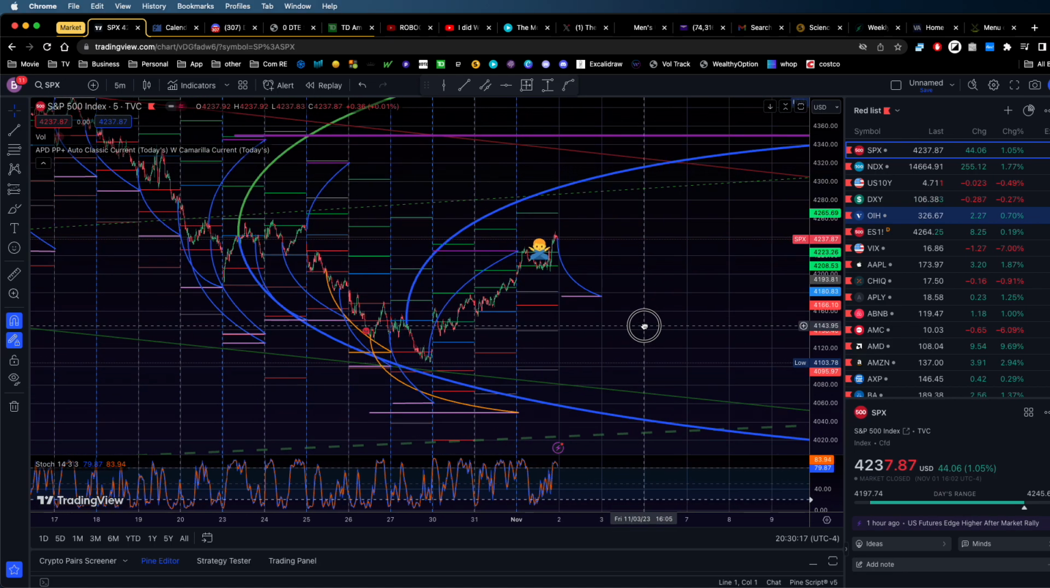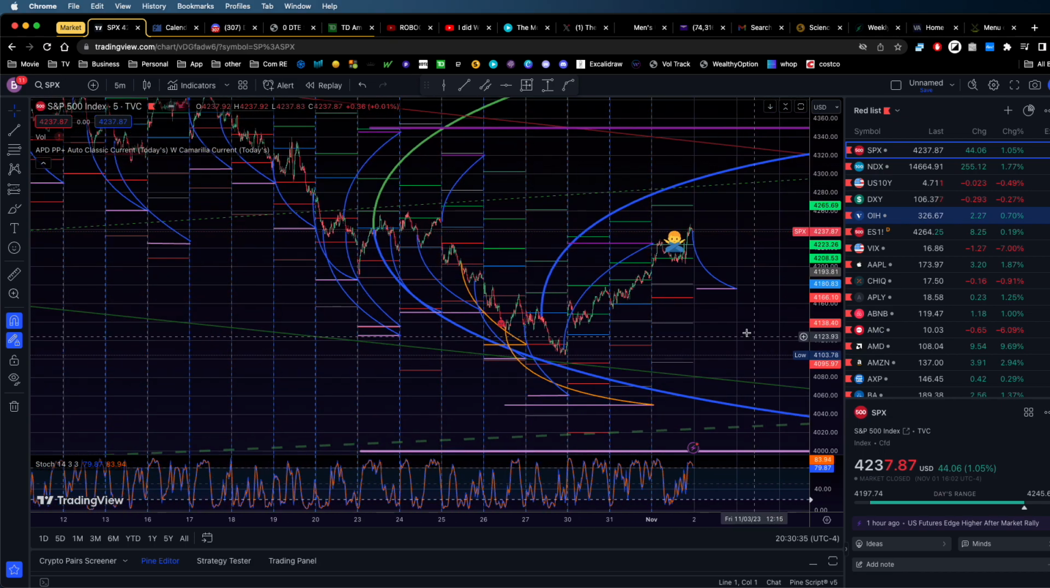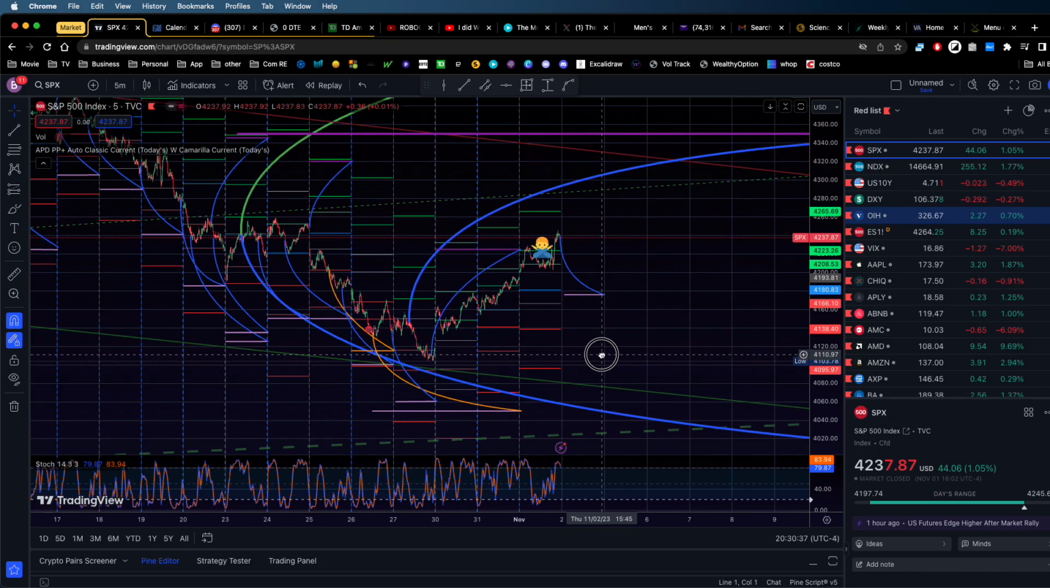But I just found it interesting how the market likes to ping pong all over the place. One second one side's in trouble, the next second the whole other side is in trouble. So it's just an interesting dynamic there. But that's our September and October.